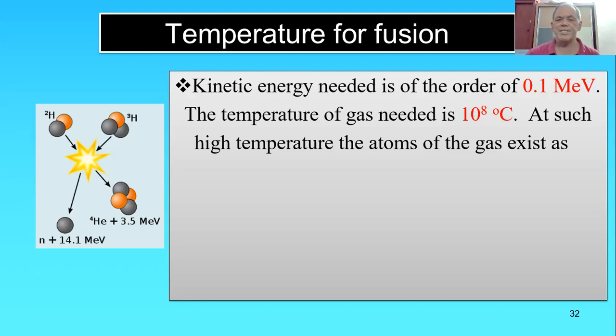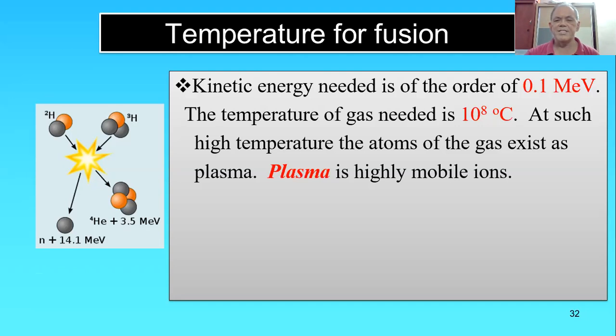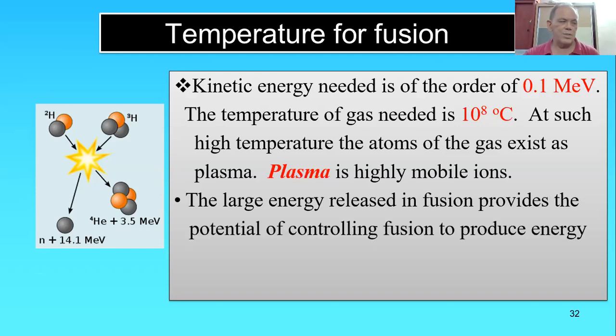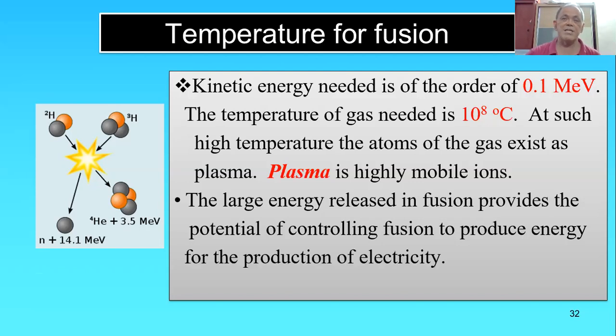So at this high temperature, the gaseous atom doesn't exist as an atom anymore. It exists as what we call plasma. That means it exists as positive and negative charges, or we call it mobile ions. Not a normal atom anymore. Right? Positive nucleus and electron. So we can see that if we can cause fusion to occur, the large energy released in fusion provides a potential for controlling. Then we can control fusion to provide us energy in the production of electricity. Right? Covers it.